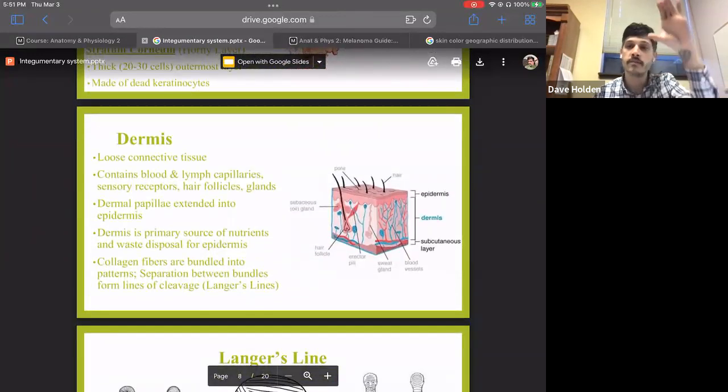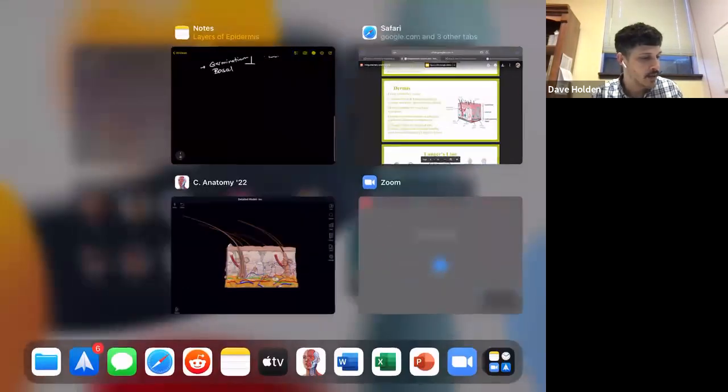Now, moving below the epidermis, now we are in the dermis. This is comprised of loose connective tissue, blood and lymph capillaries, sensory receptors, hair follicles, oil and sweat glands. All of these exist here. This is the true skin. The dermal papillae extend into the epidermis. That is just the corrugated thing that we looked at a moment ago.